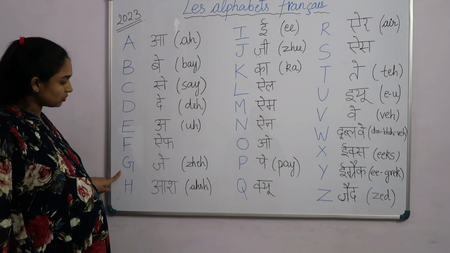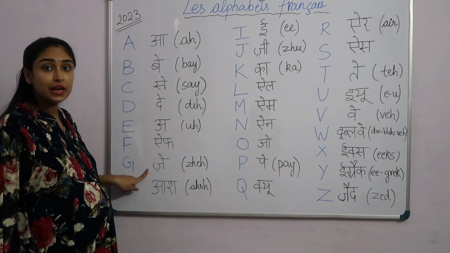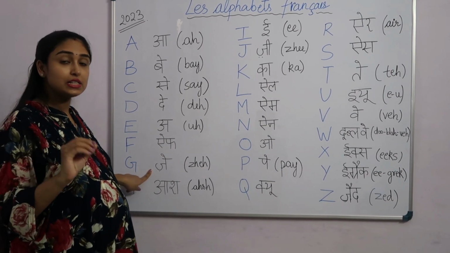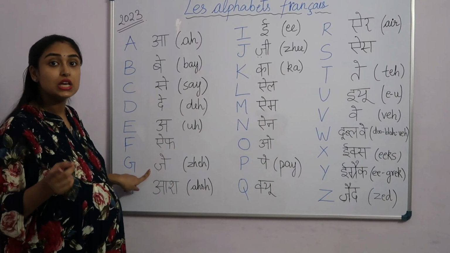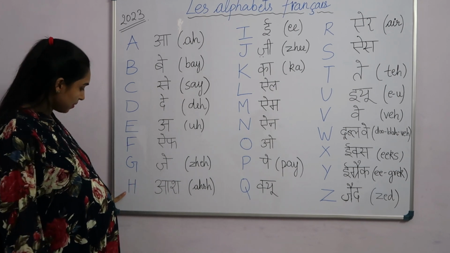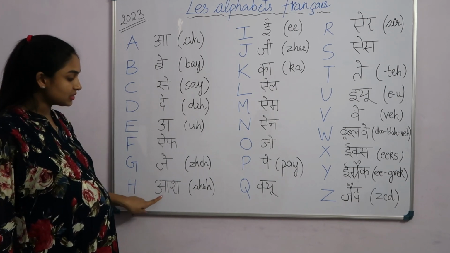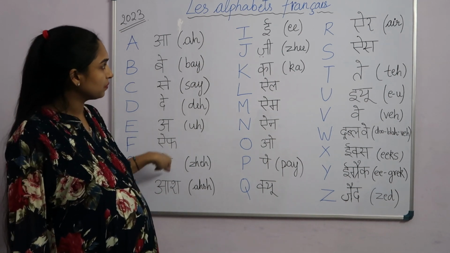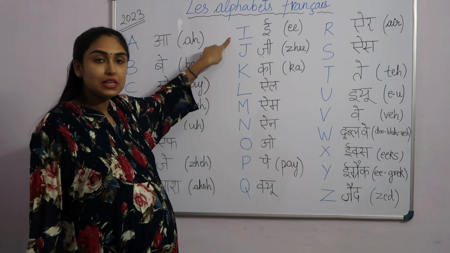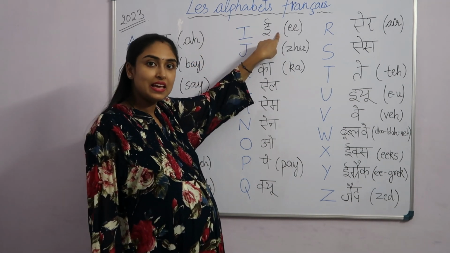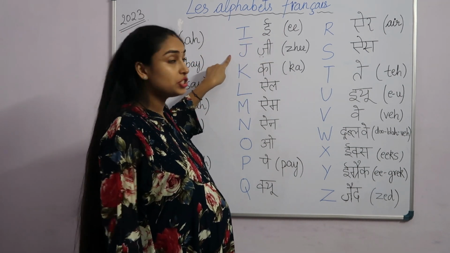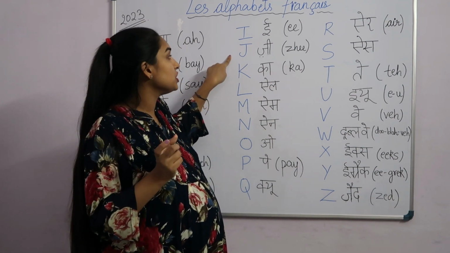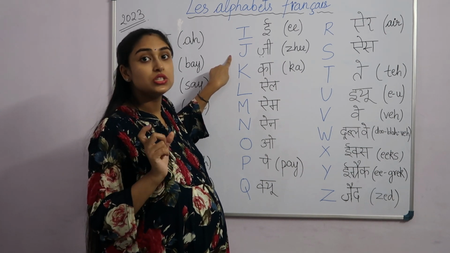G is pronounced as J. It is more like the alphabet J, but not pronounced as J. H as Ash. I is pronounced as E. J is more like G, but not G. It's G.